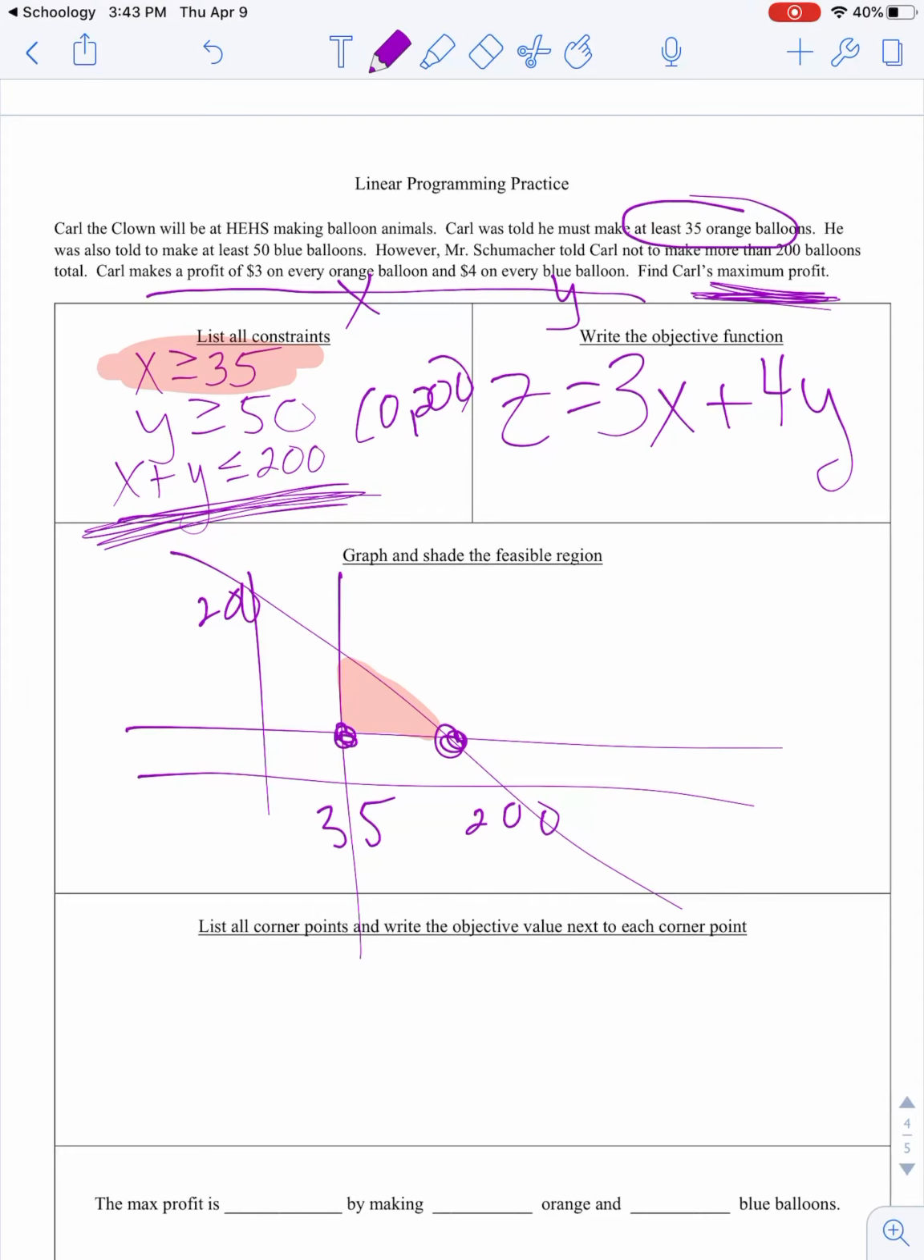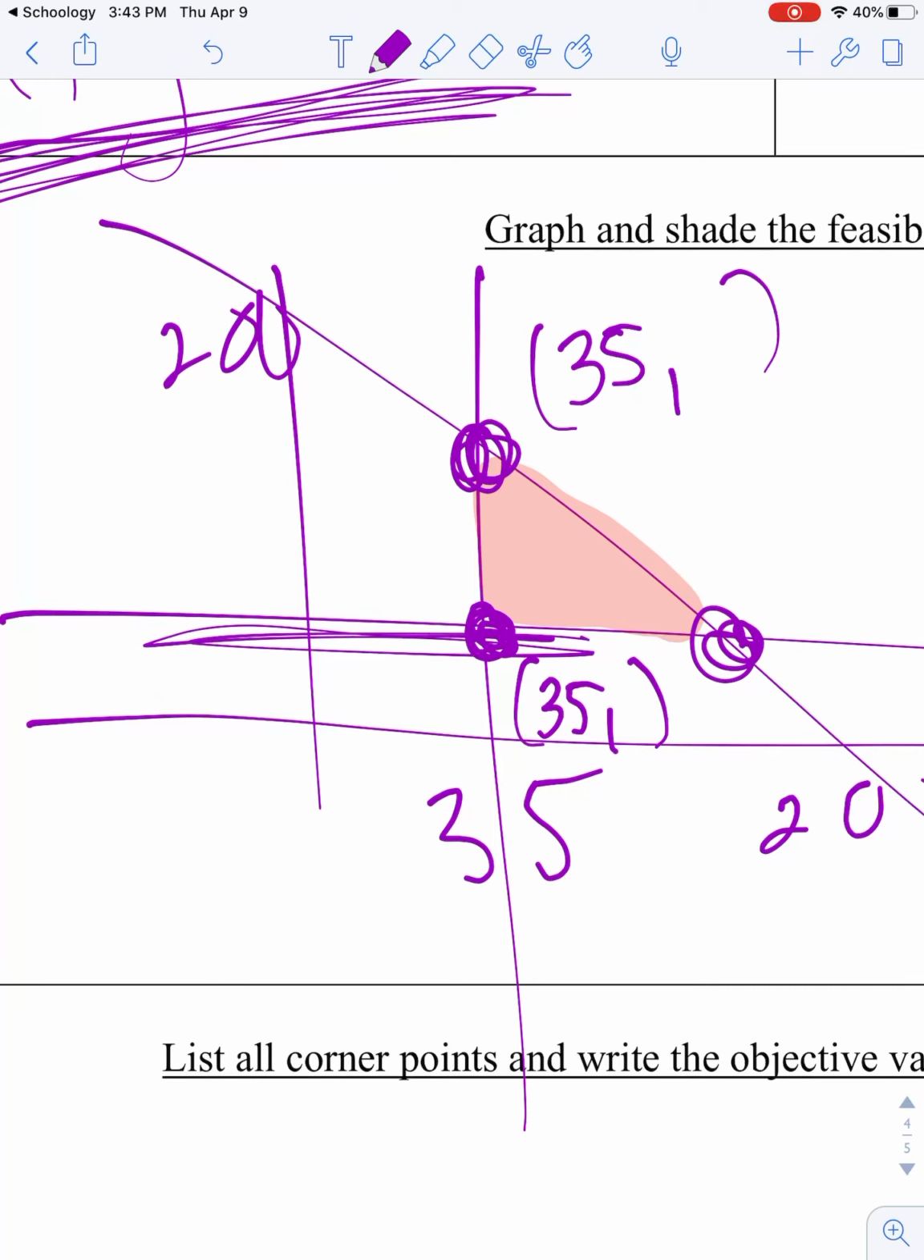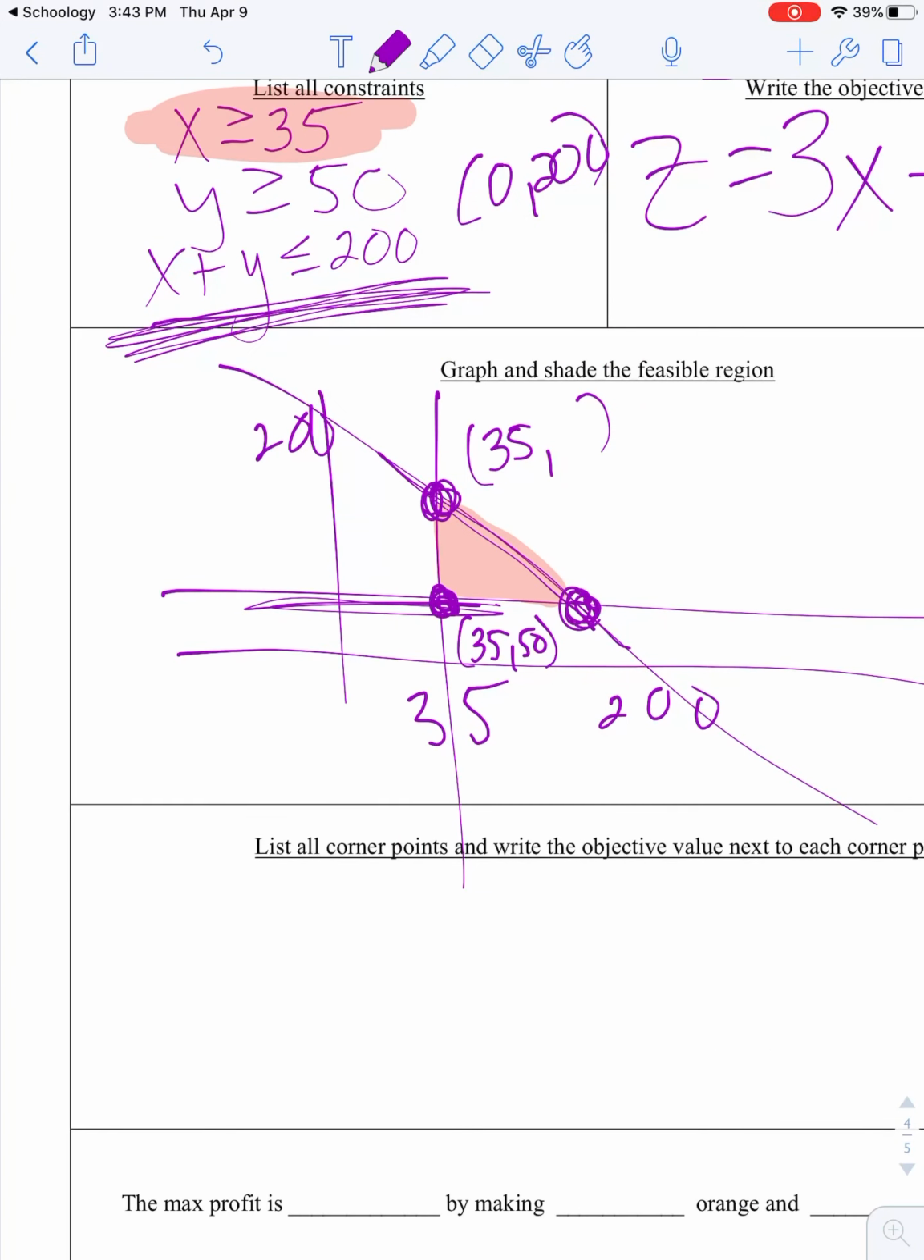So I need to get these 3 ordered pairs. If you look at this vertical line here, we know X is 35 on each of them. So I'm just going to fill that in. And what's happening right here, we also know the horizontal line, Y is 50. So that ordered pair we've got. This ordered pair here is a little bit trickier. Oh, this one we know is on the horizontal line, so we know Y is 50.